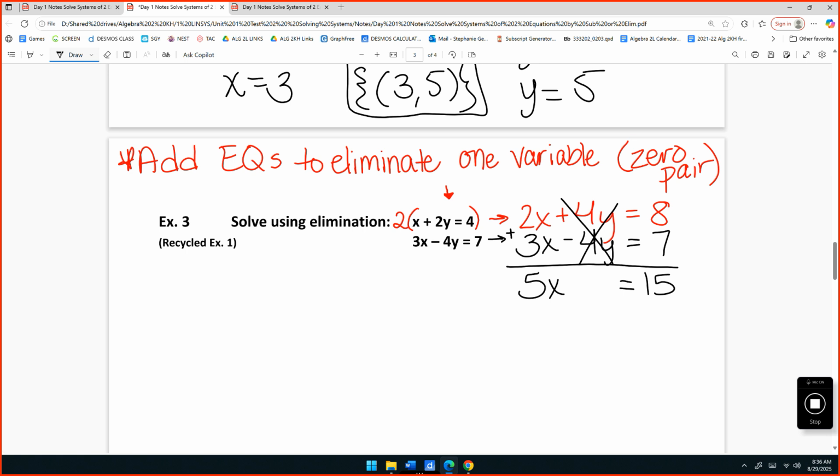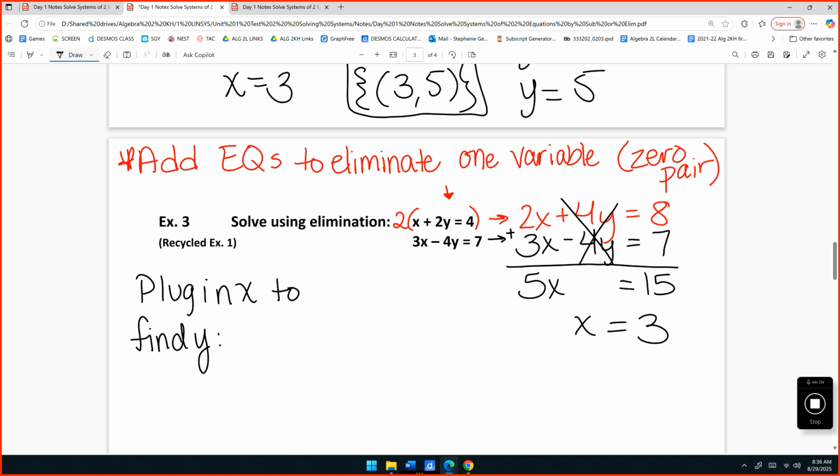And now look, I have one equation with one variable. So we can solve it, right? Just divide by 5, x is 3. Okay? But we need y. And this step is the same as substitution. We still need to plug this in. So I'm going to plug in x to find y.